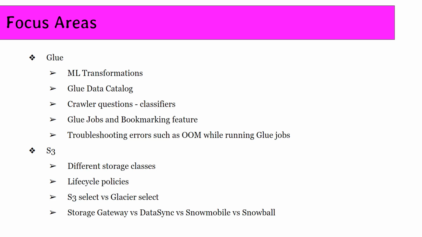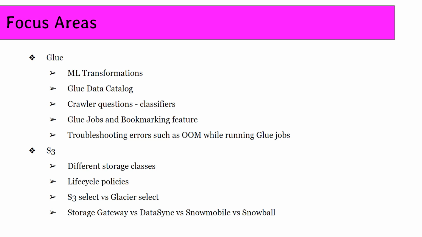Glue. In Glue, you have to cover different inbuilt ML transformations. Then Glue Data Catalog is very important. You may see Glue Data Catalog in many questions in references. You may get questions on crawlers. What are different types of classifiers? You can watch one of my videos where I covered in detail about Glue classifiers. Then Glue jobs and bookmarking feature is very important. Then you should be aware about different types of errors that you might get in Glue, such as out of memory error while running Glue jobs.